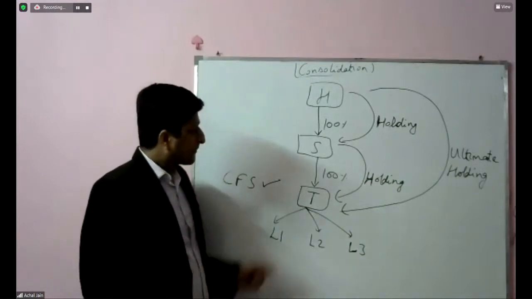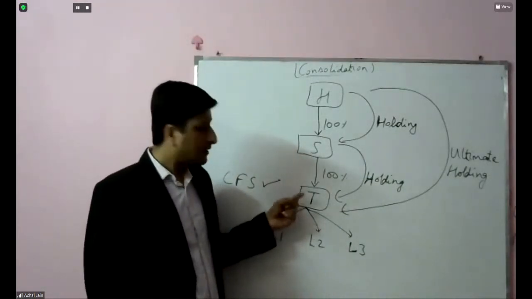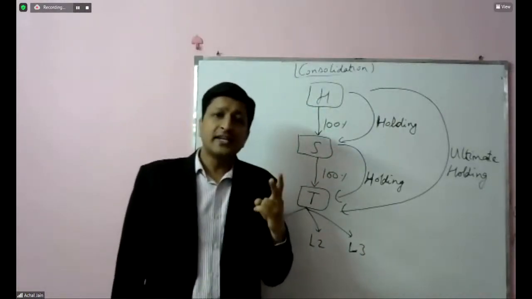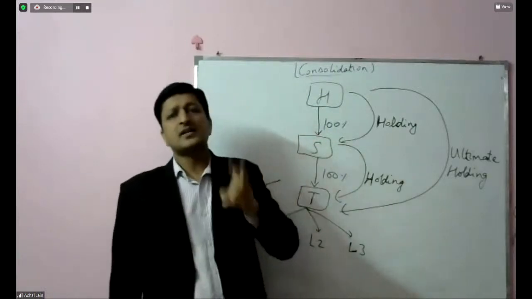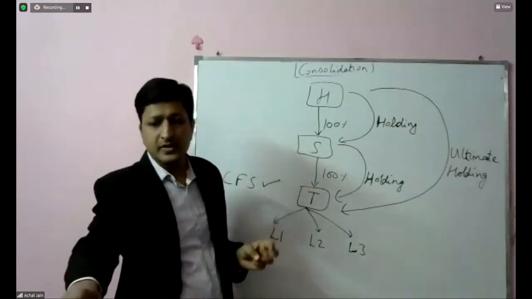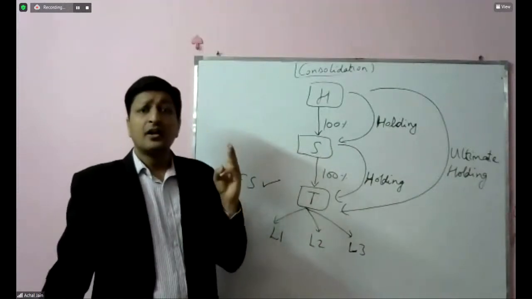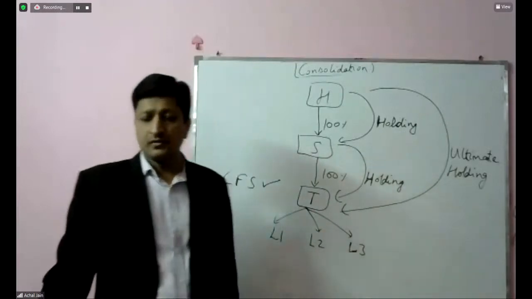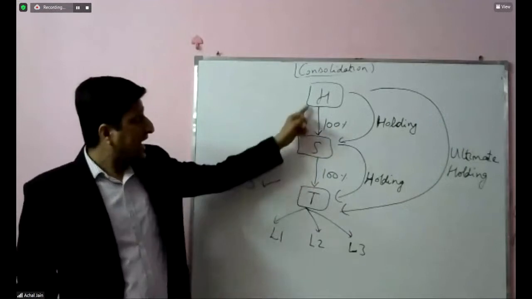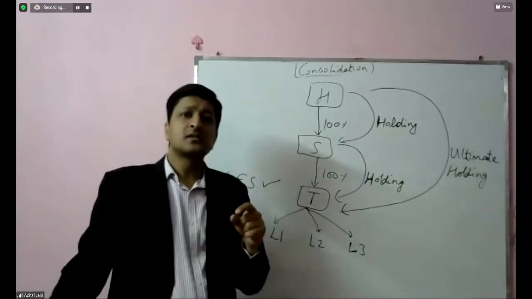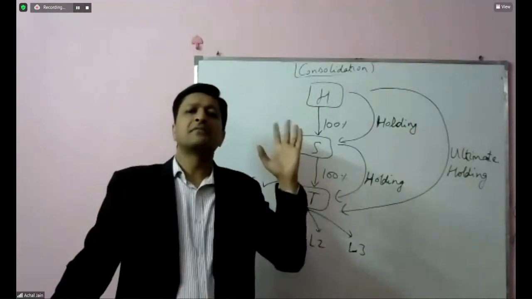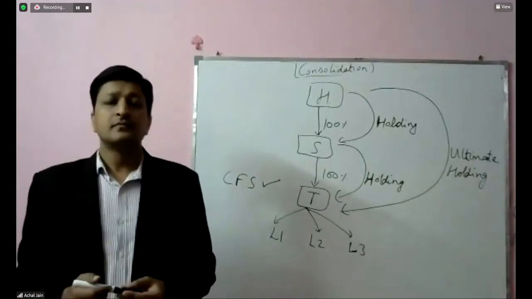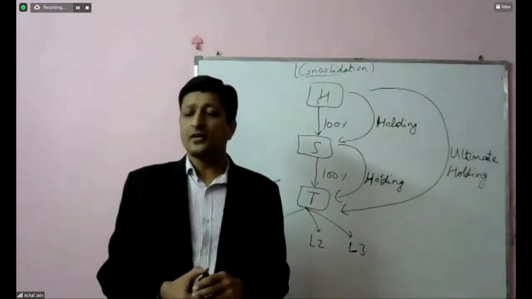First, T should be a subsidiary. Second, the ultimate holding of T should have the consent that T doesn't prepare consolidated financial statements. Number 3, T should not be listed and should also not be in the process of getting listed. Number 4, H or S prepares consolidated financial statements which will be filed with the registrar. If all of these conditions are fulfilled, then T may not prepare consolidated financial statements.